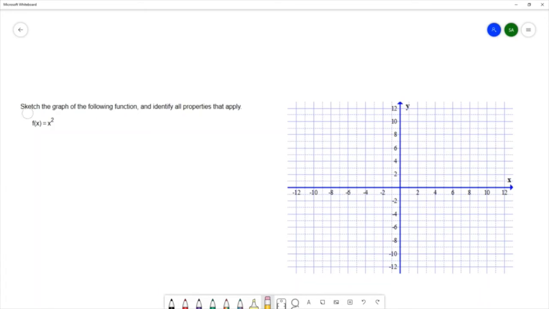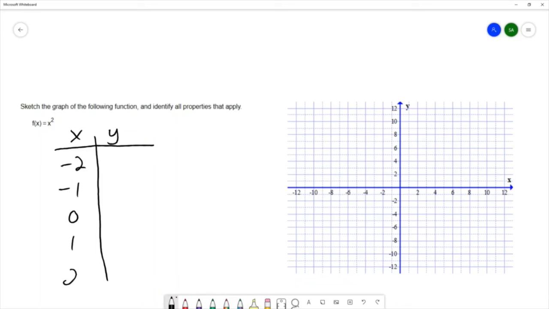For this question, we want to sketch the graph of the following function and identify all properties that apply. We're going to start with sketching the graph, and then we'll take a look at those properties. So to sketch the graph, I'm going to make a chart, a table of x's and y's. And I like to choose a standard set of x's: negative 2, negative 1, 0, 1, and 2, and substitute those into the function to get the y's.